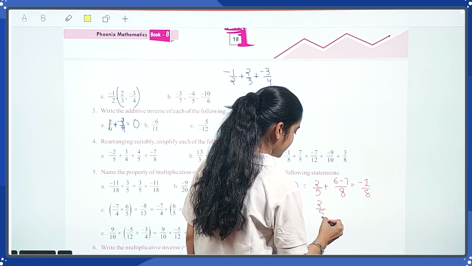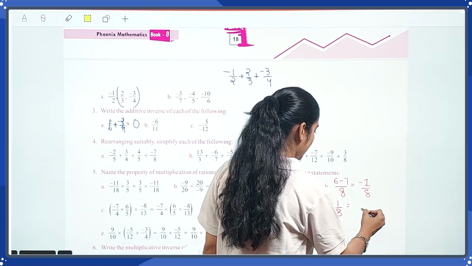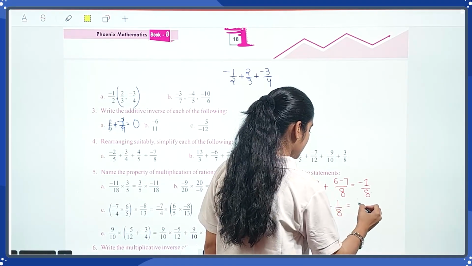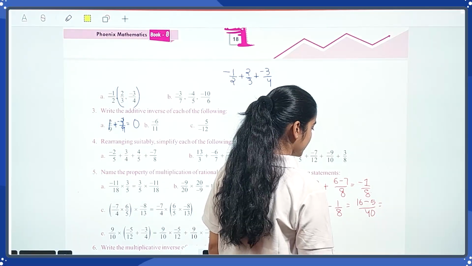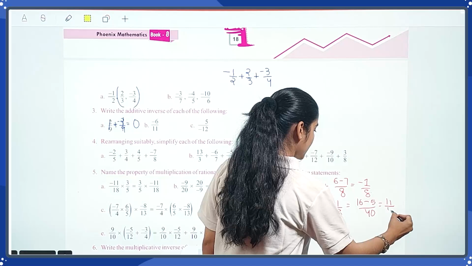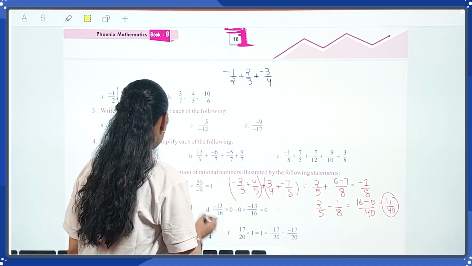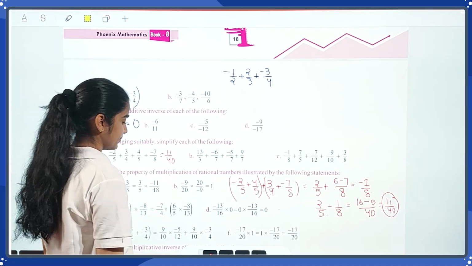So 2 by 5 minus 1 by 8. LCM of 5 and 8 is 40. 5, 8, 40. So 2 8s are 16, 8 5s are 40, so minus 5. Your result will be 11 by 40. Okay, this is your end result for this one. 11 by 40.